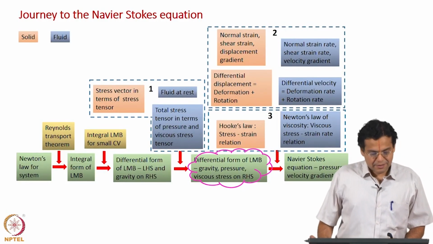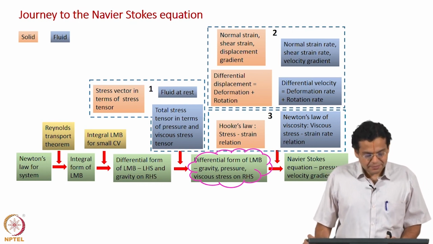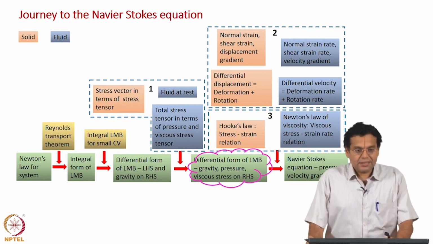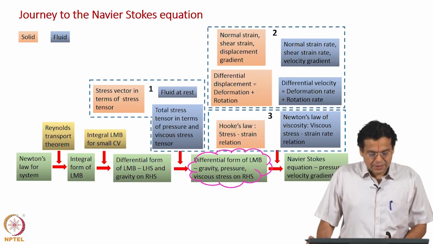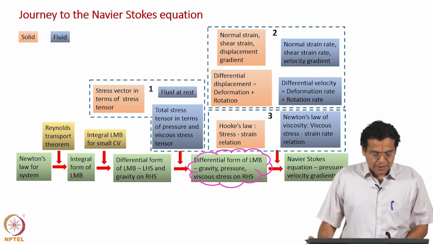Okay, let's get started. Let's get started with this slide which shows the journey to the Navier-Stokes. We started with Newton's second law of motion, applied the Reynolds transport theorem, and then got the integral form of the linear momentum balance, and then applied this integral linear momentum balance for a small control volume, obtained the differential form of the linear momentum balance.